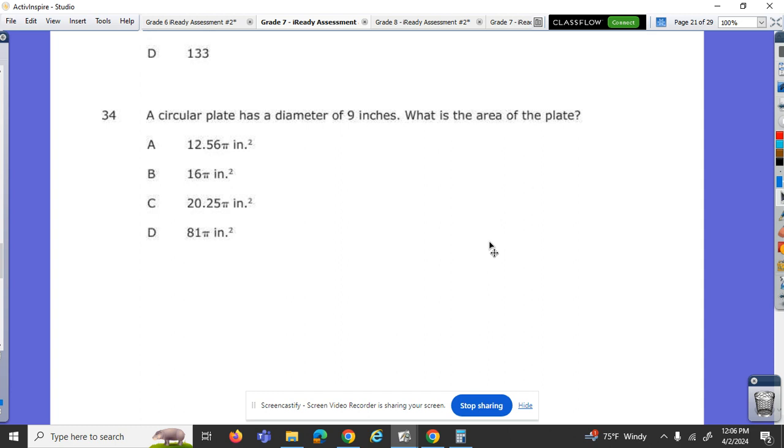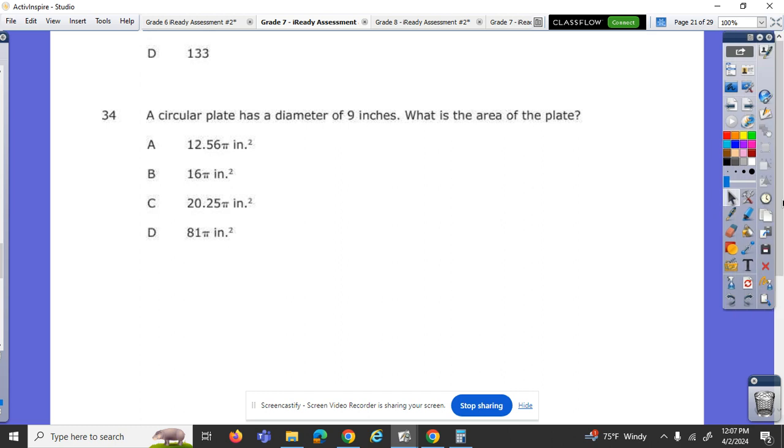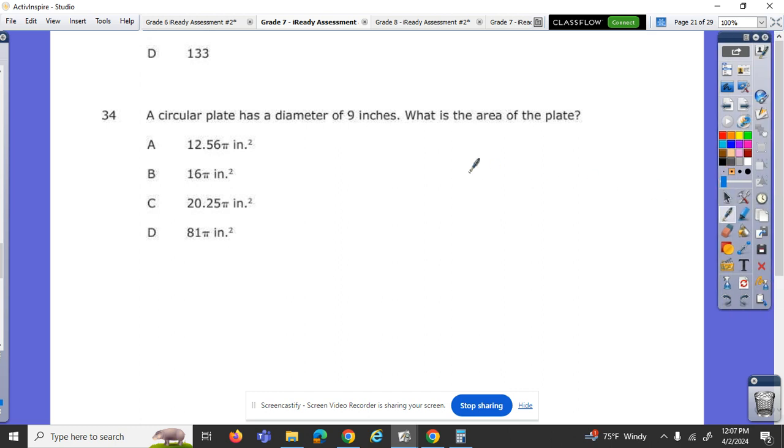All right, I want to talk to you a little bit about number 34 because there is something a little bit different on this question. So go ahead and flip to this one with me. Again, you might have some questions before 34 to work on, which is fine. But our goal is to try to make it to the end to number 45. All right, 34. A circular plate has a diameter of 9 inches. What is the area of the plate?